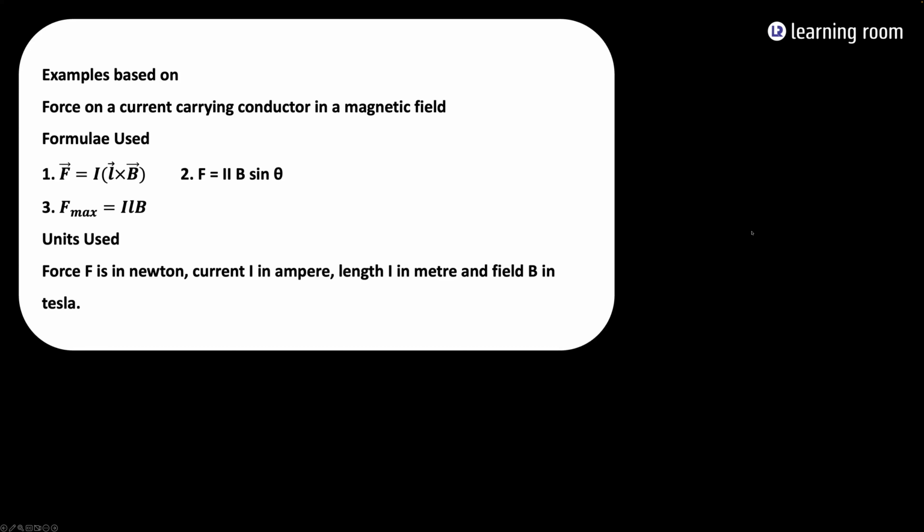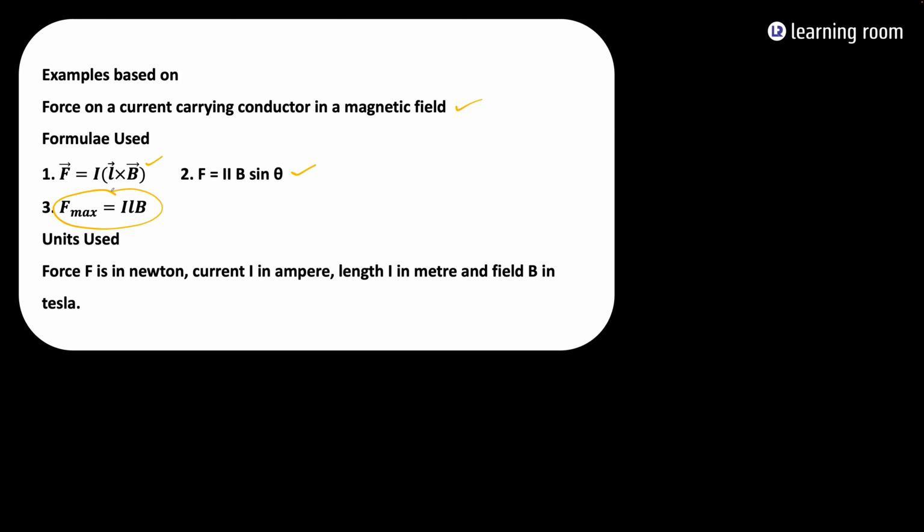The next concept that we'll discuss is problems that are based on force on a current carrying conductor in a magnetic field. If you take a current carrying conductor and place it in a magnetic field, what is the force it is going to experience? F vector will be equal to I into L vector cross B vector, or it is also equal to ILB sine theta, right?